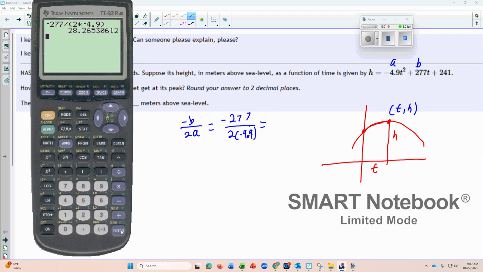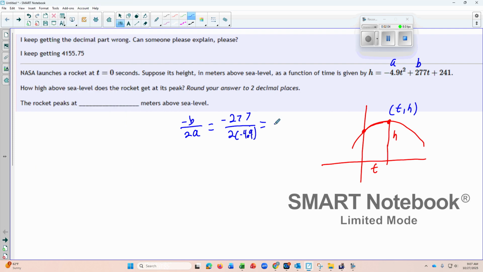So we'll go ahead and do that. And so we get about 28.265 or so. I wonder what that is as a fraction. That's pretty messy as a fraction. All right, so we'll round that to 28.265. Okay, so it is rounded, and it says round to 2 decimal places. By the way, this isn't the answer. This is just the t value. I've got to figure out h now. So I did an extra decimal place just to be safe.